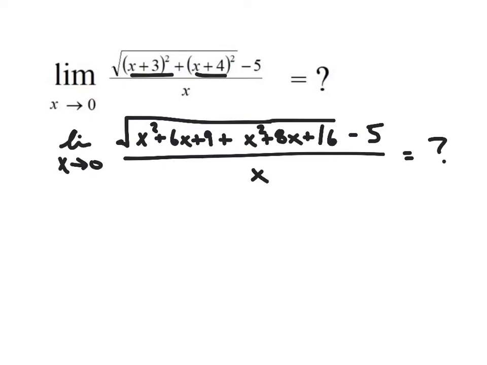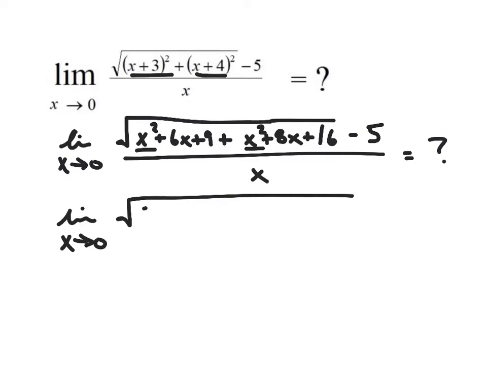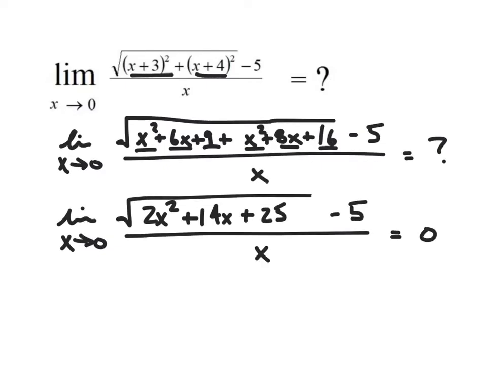Okay, what I want to do now is combine all my like terms. So my next step would be the limit as x approaches 0 of the square root of x squared plus x squared, which is 2x squared; 6x plus 8x, which is plus 14x; and then 9 plus 16 is 25. So plus 25. Okay, and so from here, I can't factor this quadratic. Okay, so that's a problem. Since I can't factor this quadratic, I can't really do any more manipulation.